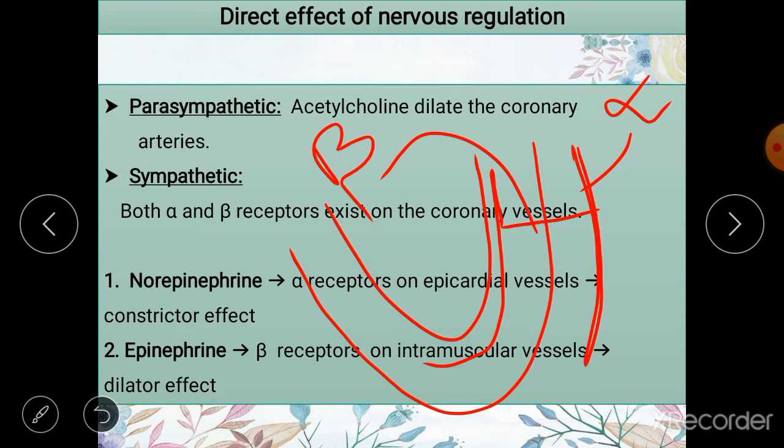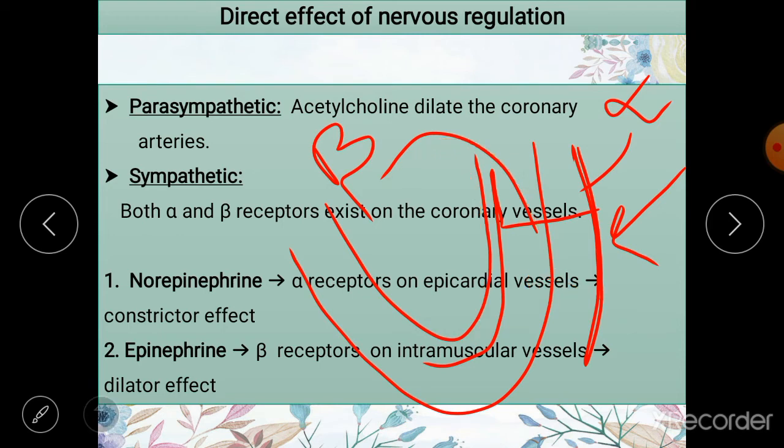So whenever there is sympathetic activation, norepinephrine is going to cause the constriction of the epicardial arteries, and epinephrine is going to cause the dilation of the intramuscular arteries. Now how is this helpful? What will happen is that the epicardial arteries will squeeze and push their blood to the deeper layers of the heart, and the deeper arteries will dilate to receive this blood. In this way, blood can be supplied to the deeper portions of the heart whenever there is sympathetic activation.